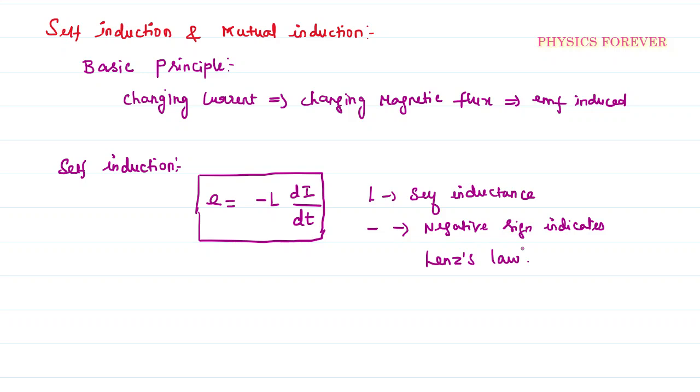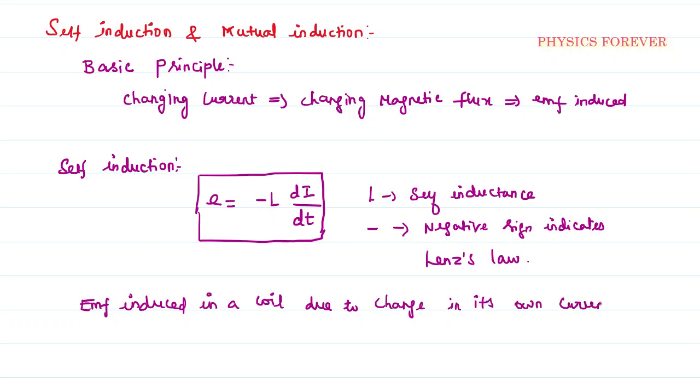Then how to write the definition? The EMF induced in a coil, here a single coil, because of self inductance, due to change in its own current. Okay, this is the self inductance. Above we have to define self inductance L.